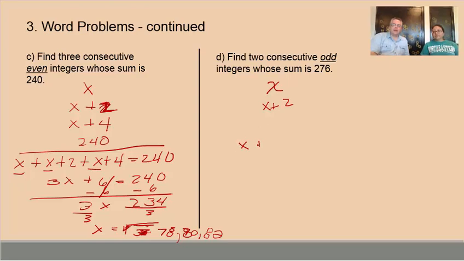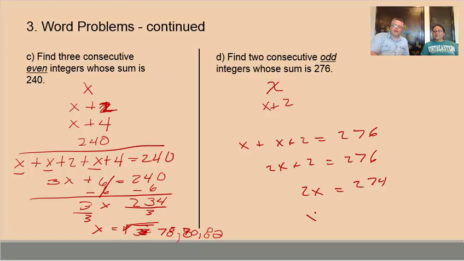So we got x plus x plus 2 is 276. And so we got 2x plus 2 is 276. You subtract 2, you get 2x equals 274. Then x equals 137. Now, if I want both integers, I should add 2 to that. It's actually 137 and 139. Those are two consecutive odd integers whose sum is 276.